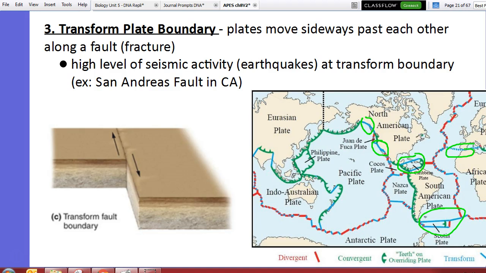And the reason they cause earthquakes is because when they slide past each other, they end up rubbing, and they're under a lot of tension, and then when they finally move, that's what causes an earthquake. Think of a rubber band that's stretching and stretching, and then all of a sudden you release it. That's what an earthquake is. It's a release of energy. So there's a high level of earthquake or seismic activity. For example, the San Andreas Fault in California. You hear about a lot of earthquakes in California.